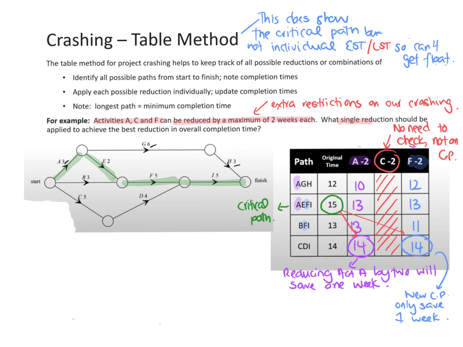So in answer to this question, you would say A or F, the best single reduction, because you were only doing 1. The best single reduction saving 1 week. Okay?